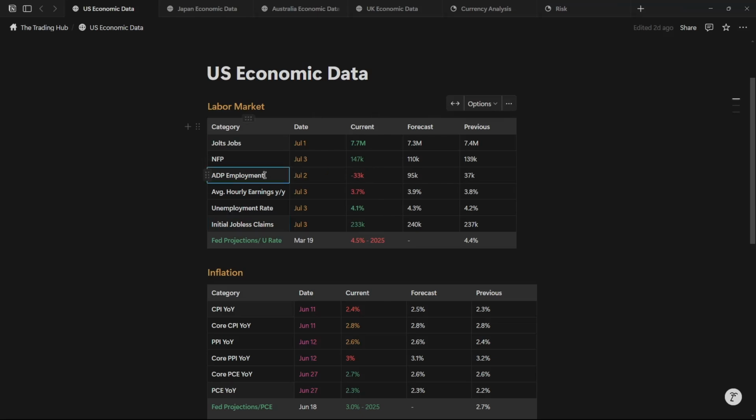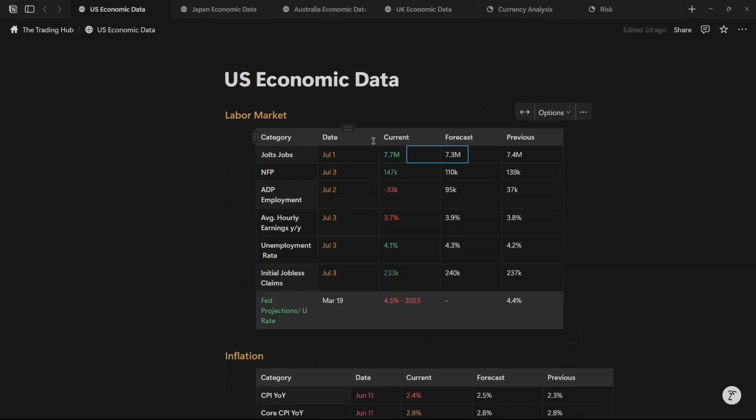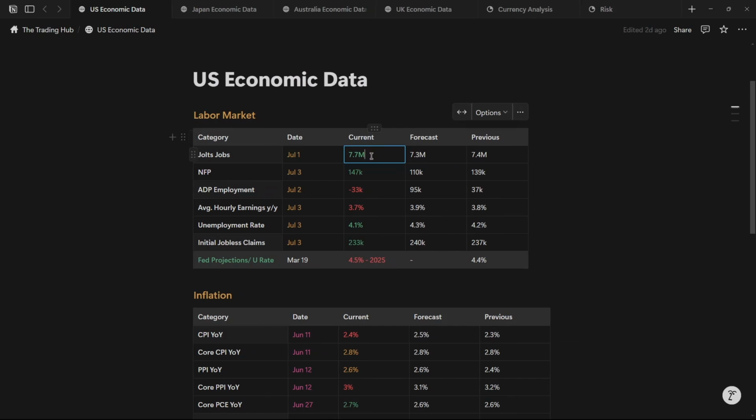So we have 6 metrics, right? We have JOLTS, NFP, ADP, average hourly earnings, unemployment rate, and initial jobless claims. Whenever the text is in green, that means that we had a beat. So we had a forecast here of 7.3 million and the outcome was 7.7 million. So we had a beat. So that's positive. And whenever it's in red, that means it's a miss.